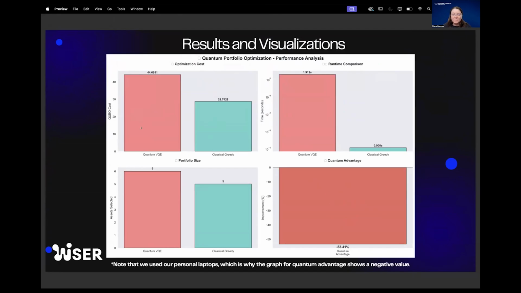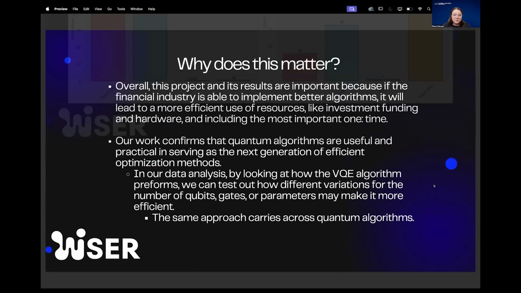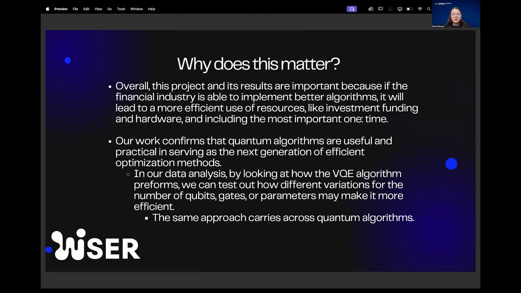But we were able to implement it though, so that's what matters. And so again, we were able to also look at the cost of the algorithms and then the qubits, parameters, and gates. Okay, so this matters because if the financial industry is able to use better algorithms, it will help with having more efficient use of resources like funding and hardware, but most importantly, time, because quantum algorithms are meant to be faster than classical ones, which will help with better trading and eventually better profit.